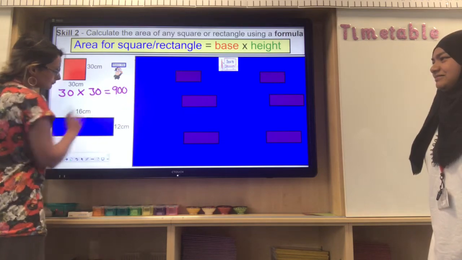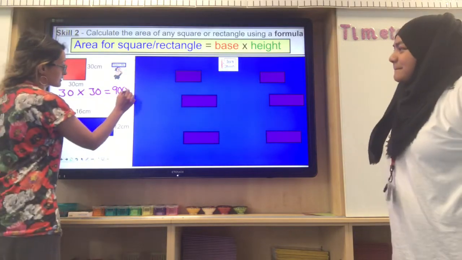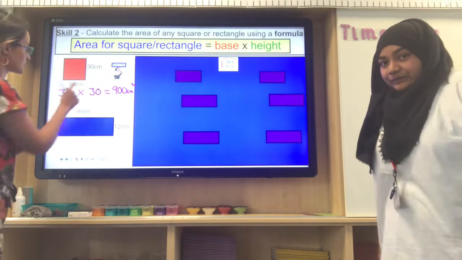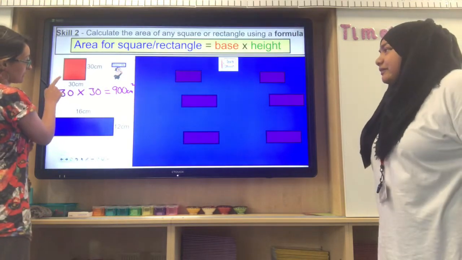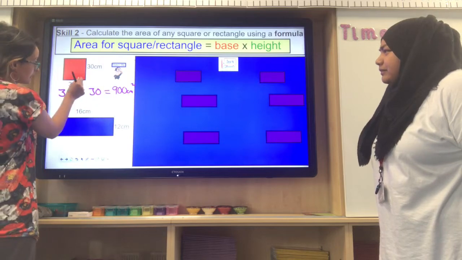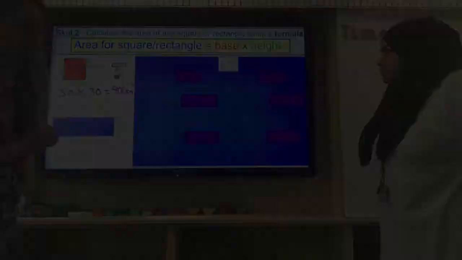Now, it's important to recognise at this point that your units of measurement are going to be centimetres squared. The reason for the little 2 is that if I had a square accurately drawn, 30 centimetres by 30 centimetres, I could get 900 little squares in there. That's why it's centimetres squared.